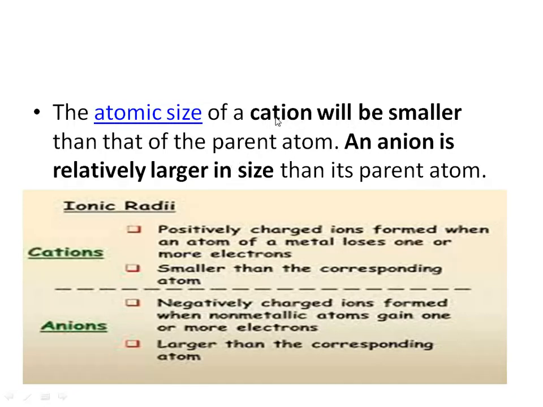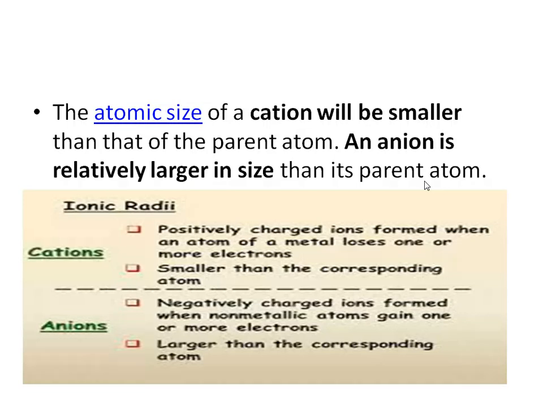The configuration is 2,8, one shell less, whereas for the parent atom it is 2,8,1. So the parent atom's size is larger, whereas with a cation the atomic size will be lesser. That is the anion. An anion is relatively larger in size when compared to that of the parent atom. So for the anion Cl minus, if you compare it with Cl, the size of Cl minus is larger when compared to that of the chlorine element.